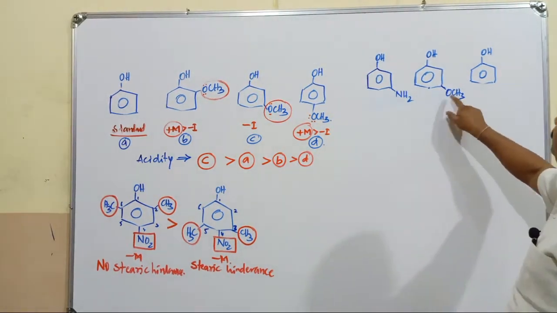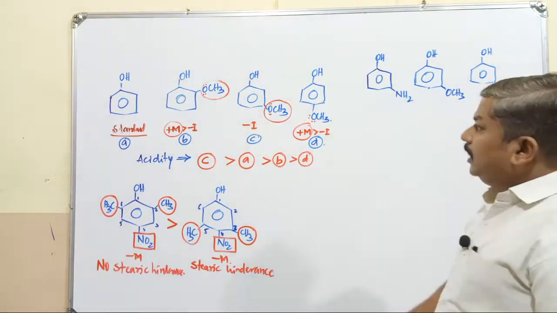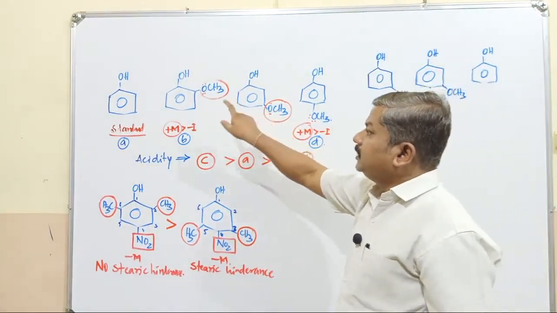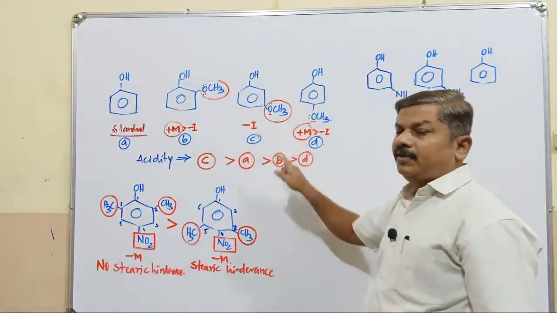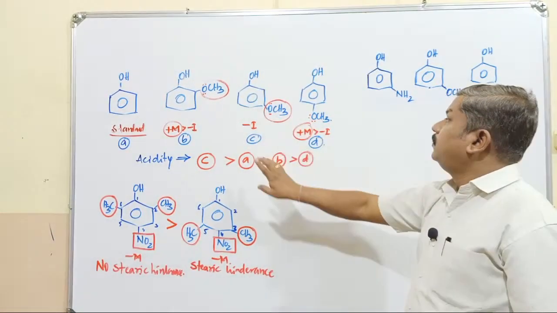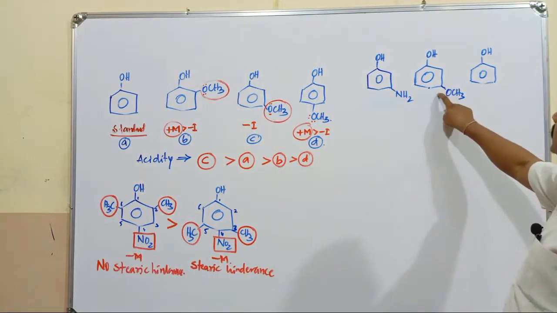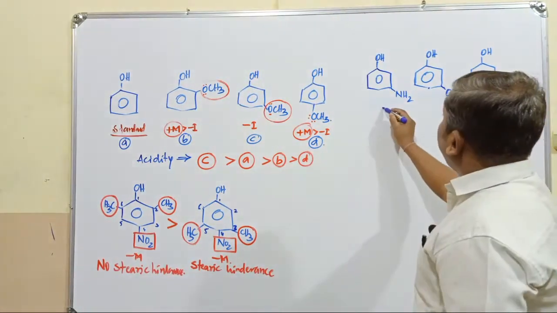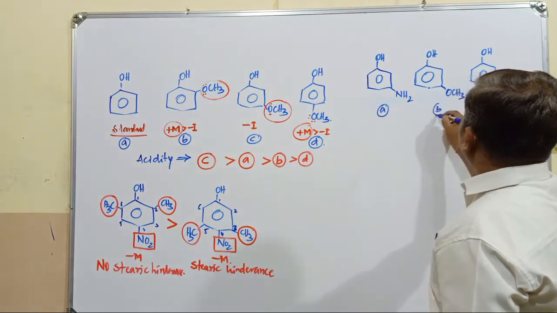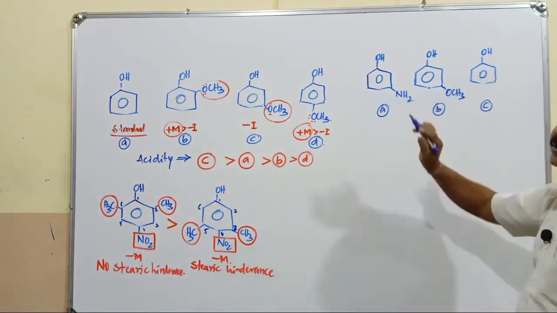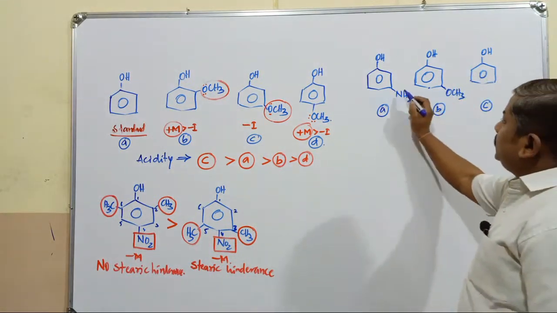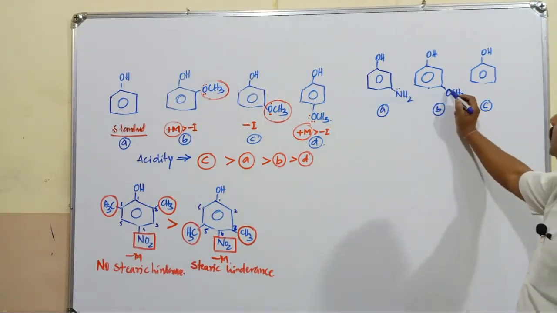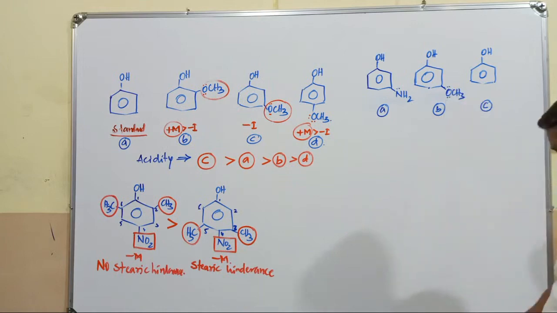Now between these three compounds, what is the name of this one? Meta-aminophenol, meta-methoxyphenol, and simple phenol. Already I have explained about this phenol and meta-methoxyphenol. Between this phenol and meta-methoxyphenol, meta-methoxyphenol is going to be most acidic. So this compound is most acidic when compared to this particular phenol. Now between this meta-aminophenol and meta-methoxyphenol, which is most acidic? This NH2 group contains nitrogen, which has a lone pair of electrons. Here oxygen also contains lone pairs of electrons.